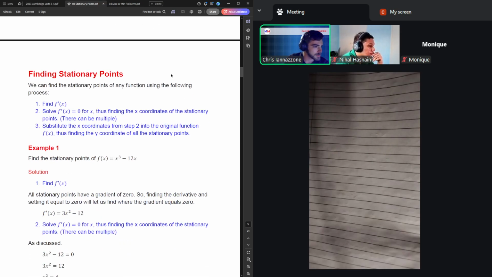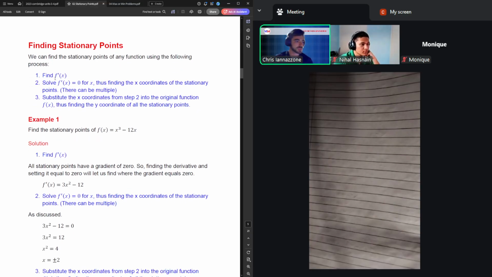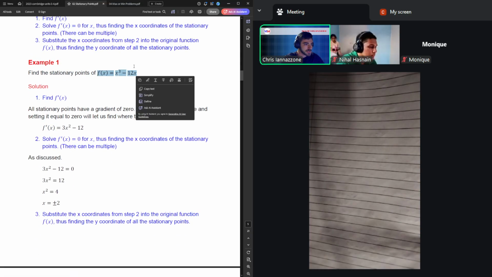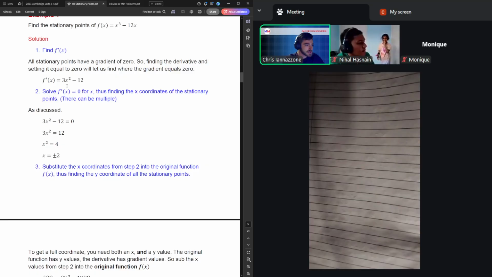So, very bare bones basics as far as finding stationary points, because they have a gradient of 0. If you know the function, you can therefore find the derivative and set that equal to 0. Derivative is all about gradient related information, so when you set derivative 0, you're essentially finding where is gradient 0. Here's our cubic. Find the derivative as per our table of derivatives. Solve the resulting quadratic equaling 0, however you want to go about that.